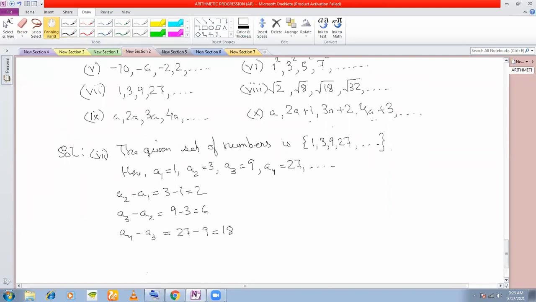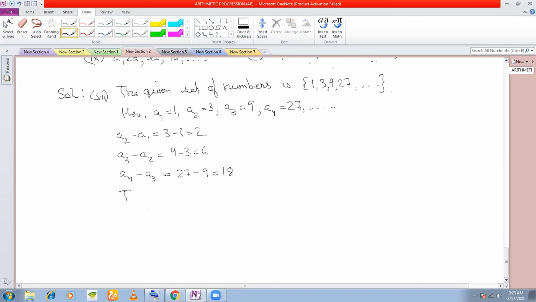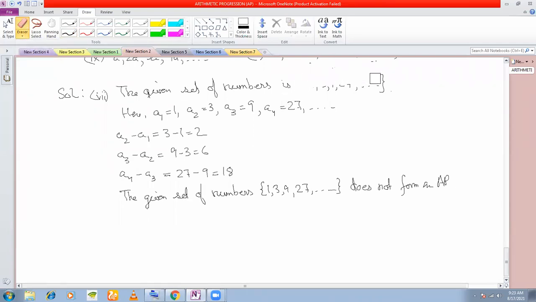So all these are different. Therefore, what can we say? The given set of numbers does not form an AP. And if it does not form an AP, again the question of the next three terms does not arise. See the next one.